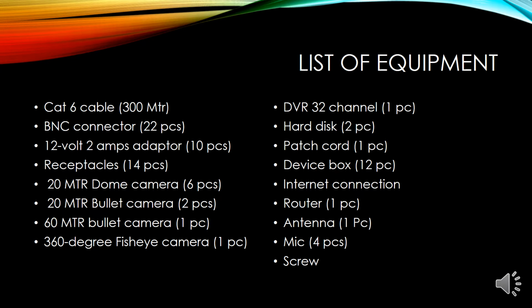The equipment we used in this project are Cat6 wire, BNC connectors, 12 volt 2 amp adapters, receptacles, 20 MTR dome cameras, 20 MTR bullet cameras, 60 MTR bullet cameras, 360-degree fisheye camera, DVR 32 channel, hard disks, patch cords, drive box, internet connection, router, antenna, mic, and other equipment.